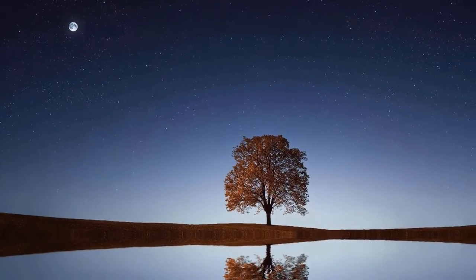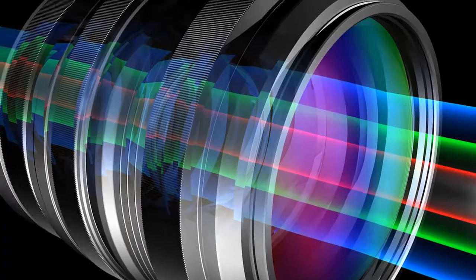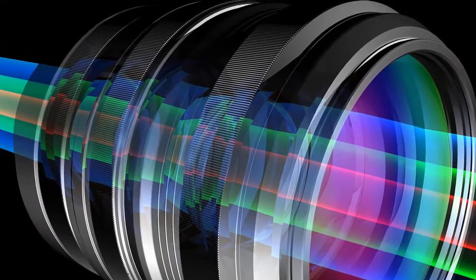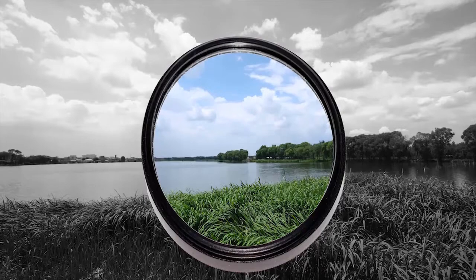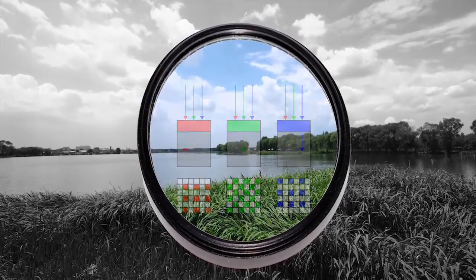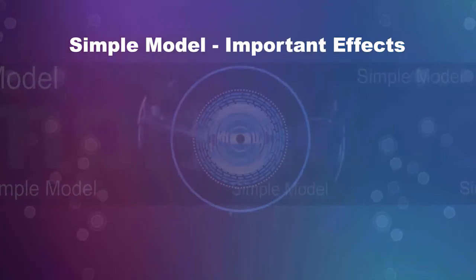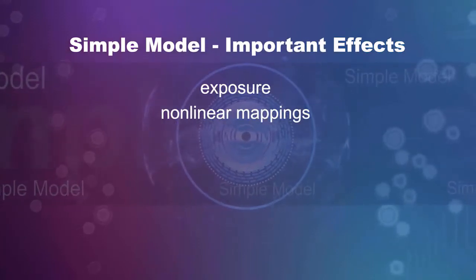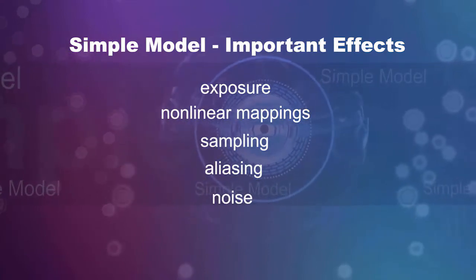After starting from one or more light sources, reflecting off one or more surfaces in the world, and passing through the camera's optics, light finally reaches the imaging sensor. How are the photons from the light sources arriving at the sensor converted into the digital RGB values that we observe in the digital image? We need to develop a simple model that accounts for the most important effects, such as exposure, nonlinear mappings, sampling, aliasing, and noise associated with cameras.